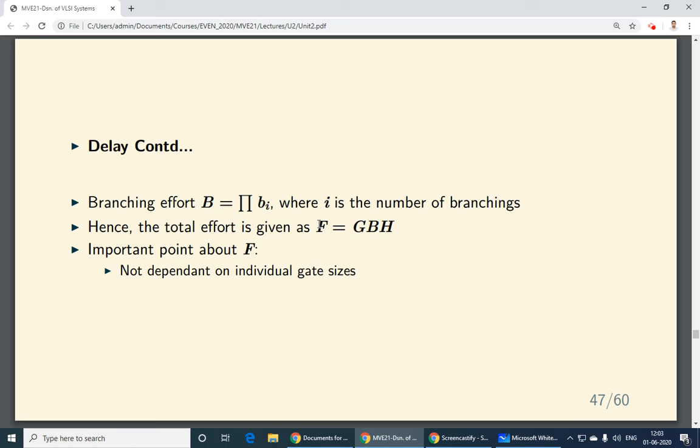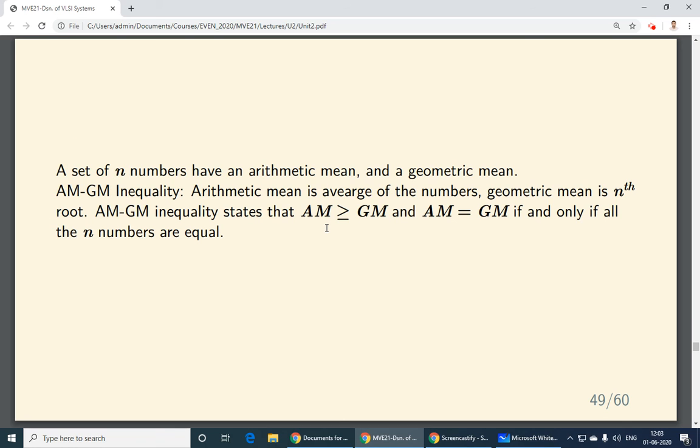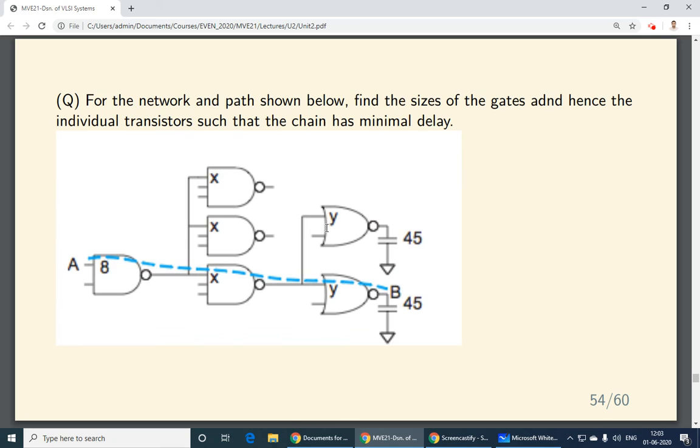Okay, and now your F is G into B into H, and we have to do F to the power 1 by N and so on, just like before. Okay, so let us see if we can look at one example with a branching. Okay, very good. So we have one example here.